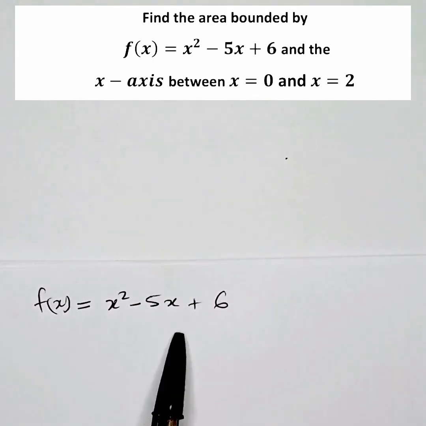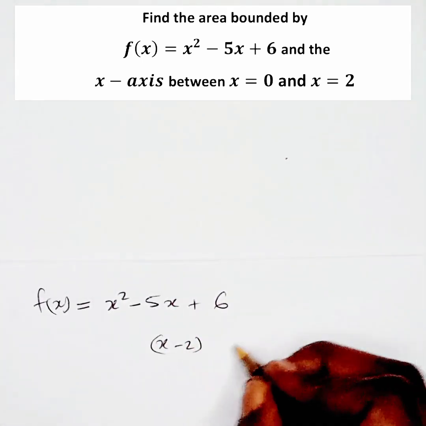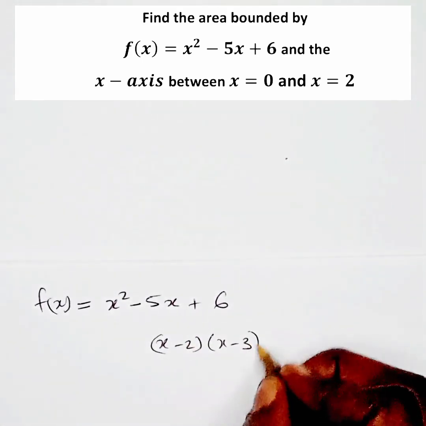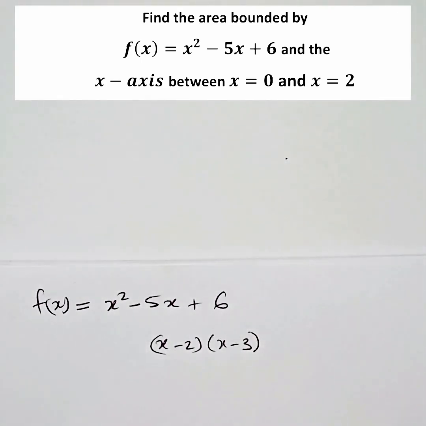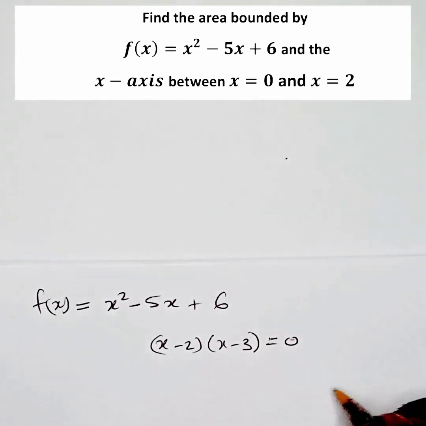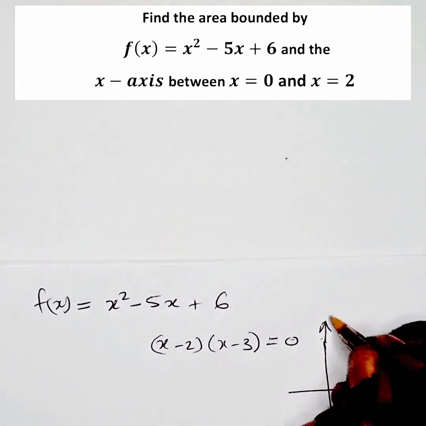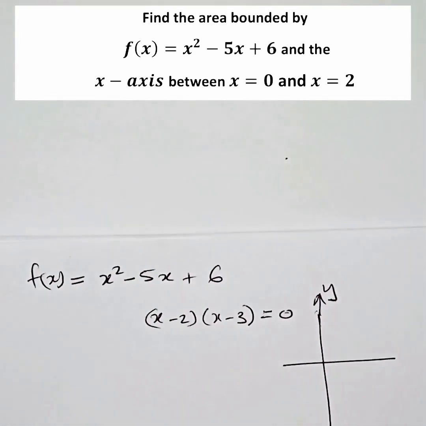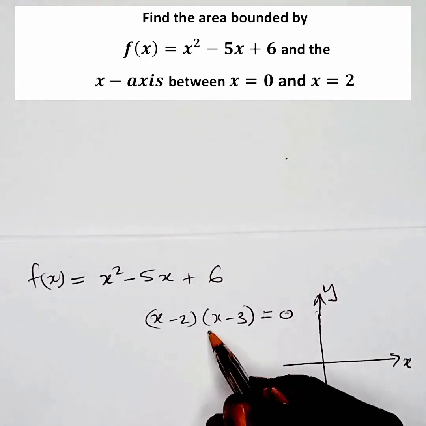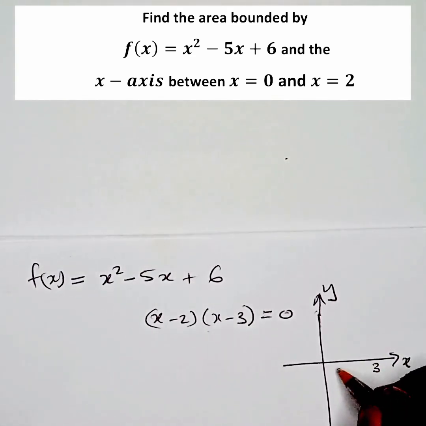If you factorize this part, you are going to get x minus 2 and x minus 3, and if you equate that to 0 so that you get the x-intercepts, you're going to have a graph like that which has the y-axis and the x-axis right here. Then you've got the points, the solutions to this. The intercepts are 3 and 2.